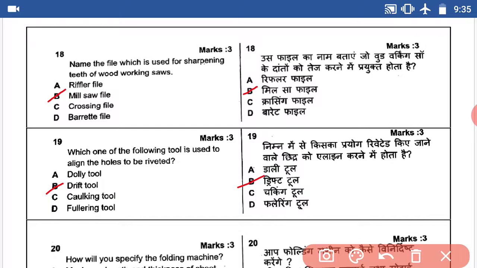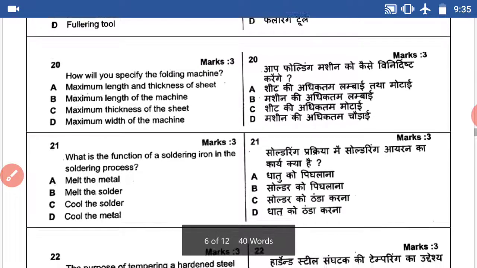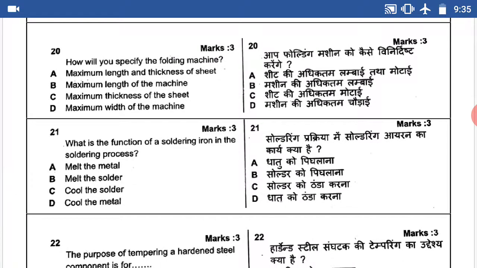Question number 20. How will you specify the folding machine? This question answer maximum length and thickness of sheet. Maximum length and thickness of sheet. This question answer A.